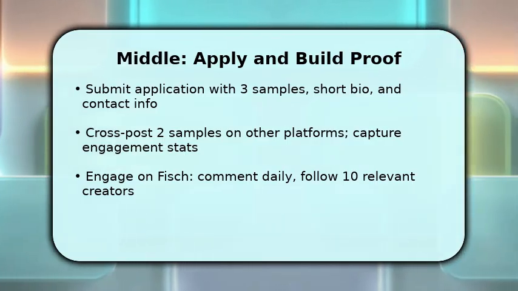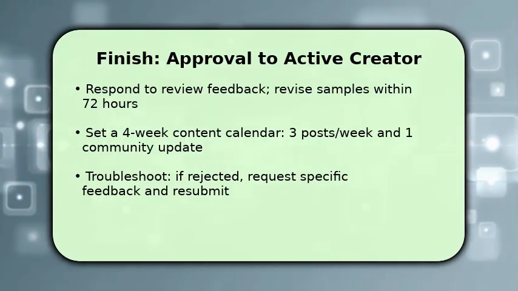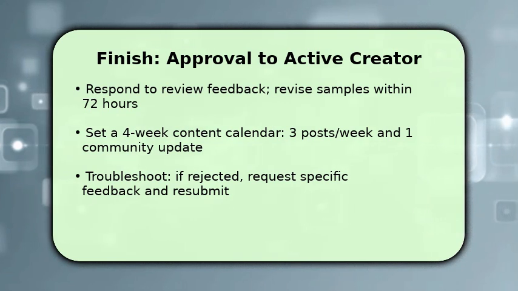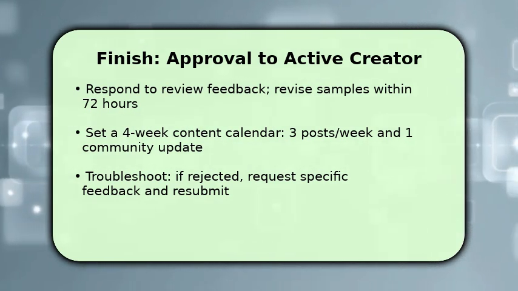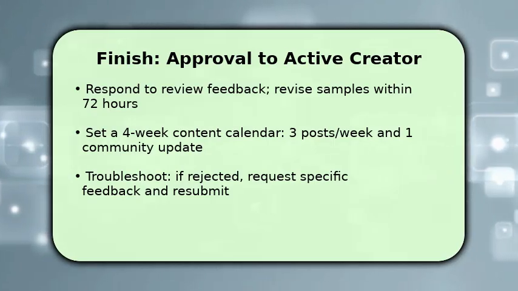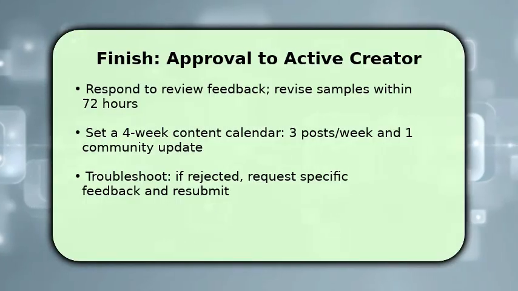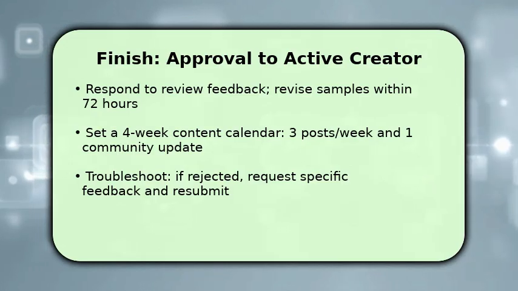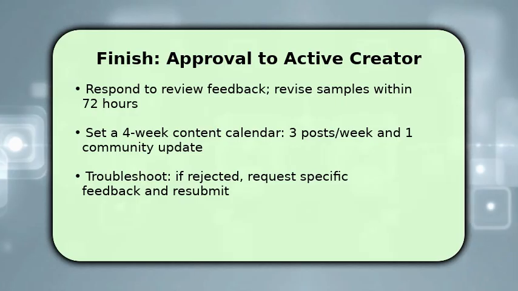You're at the finish line. Act quickly on feedback. When Fisch reviewers reply, make requested revisions within 72 hours and resubmit. Be specific about changes so they see progress. Meanwhile, publish according to a 4-week calendar with 3 posts per week and 1 community update to maintain momentum. If you hit a rejection, ask for precise reasons, implement fixes, and resubmit with a short cover note that highlights changes. This targeted approach converts critiques into approval.